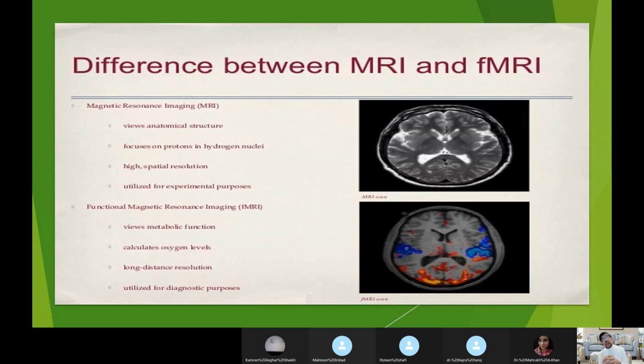What are the differences between MRI and functional MRI? So MRI views anatomical structure, focuses on protons in hydrogen nuclei, high spatial resolution, and utilized for experimental purposes. Functional MRI views metabolic function, calculates oxygen levels, long distance resolution, and utilized for diagnostic purposes. So for me, I'll be more interested in the functional MRI in schizophrenia.